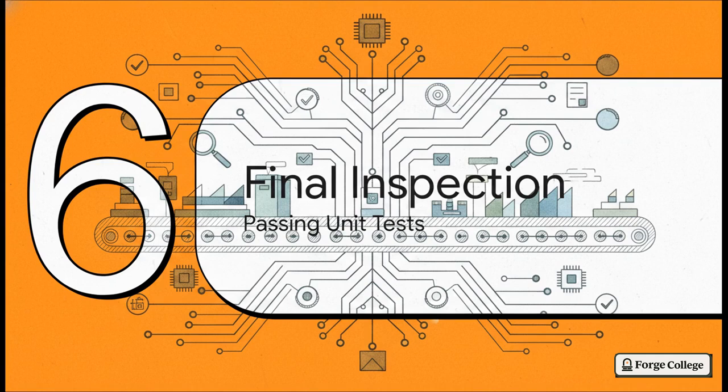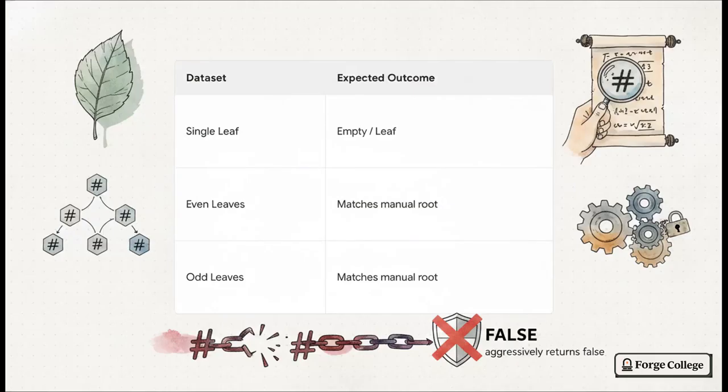And finally, Section 6, Final Inspection and Review. Time to pass the unit tests. It is time for the final factory inspection to ensure our component is functionally correct and ready to ship. Looking at our acceptance criteria matrix here, you need to run your tests against different dataset types. For a single leaf, your output should just be the leaf or an empty hash, depending on your specific convention. But for even leaves and odd leaves, your programmatic output absolutely must be a bit-for-bit match against hand-calculated reference roots. And don't forget, you also need to test for tampering. Intentionally alter a sibling hash in your test and make sure your verification routine aggressively returns false.